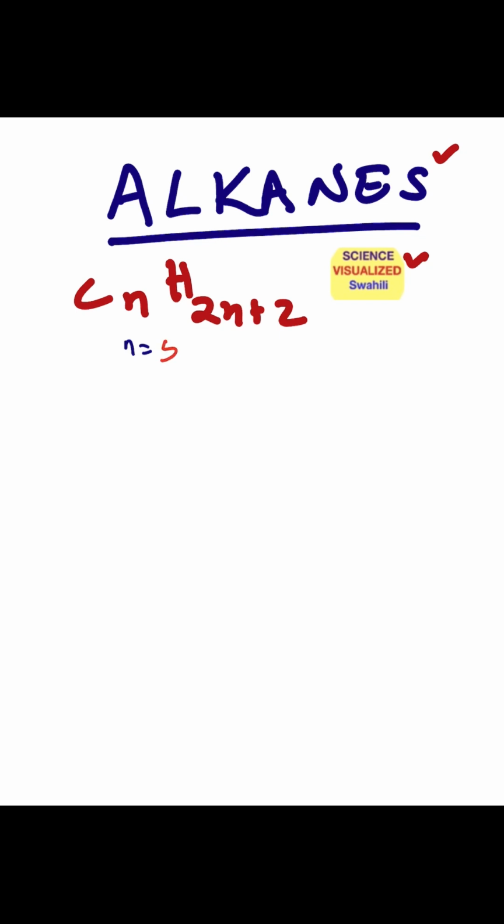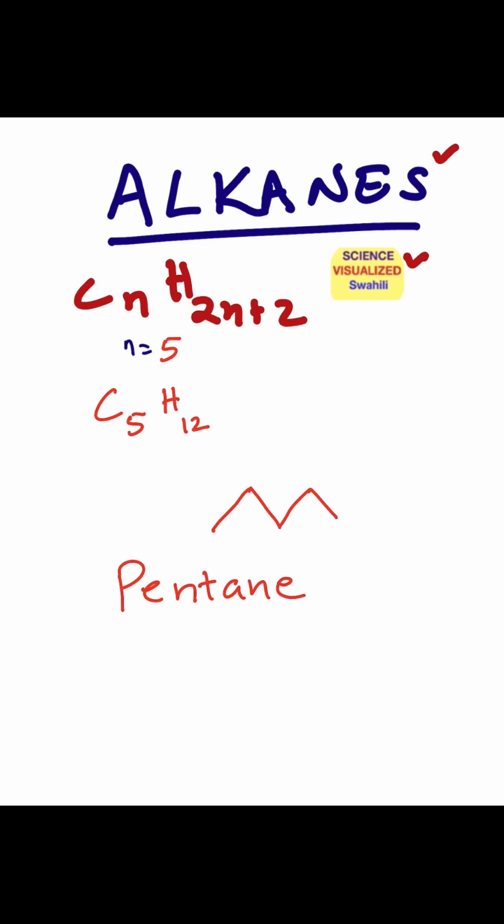Next, if n equals 5, and now the formula becomes C5H, and then 2 times 5 is 10, plus 2 gives you 12, and therefore that's going to have 5 carbons: 1, 2, 3, 4, and 5. And the name for that is pentane. Remember, the pentagon has 5 sides, so 5 carbons, pentane.